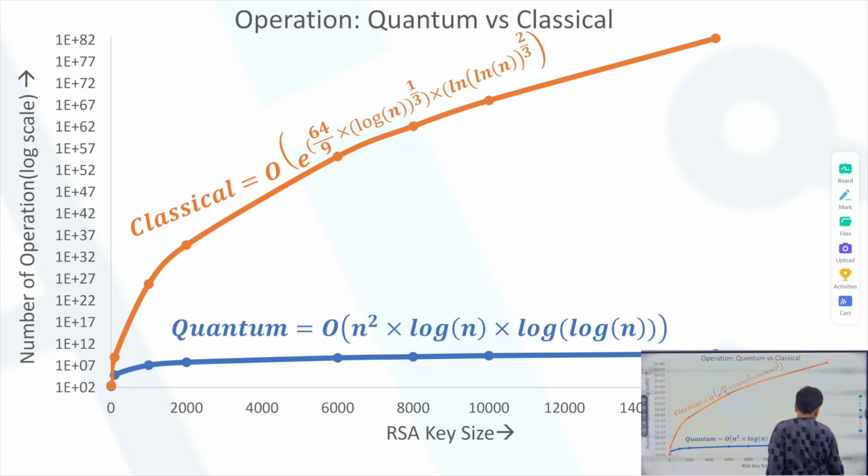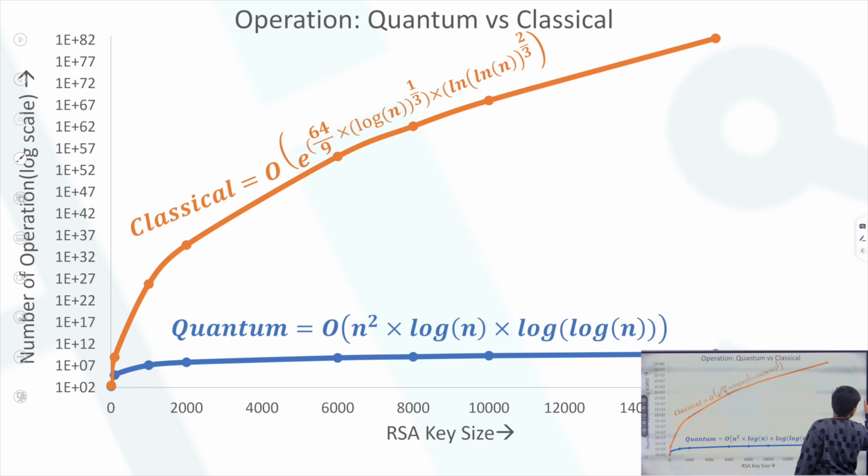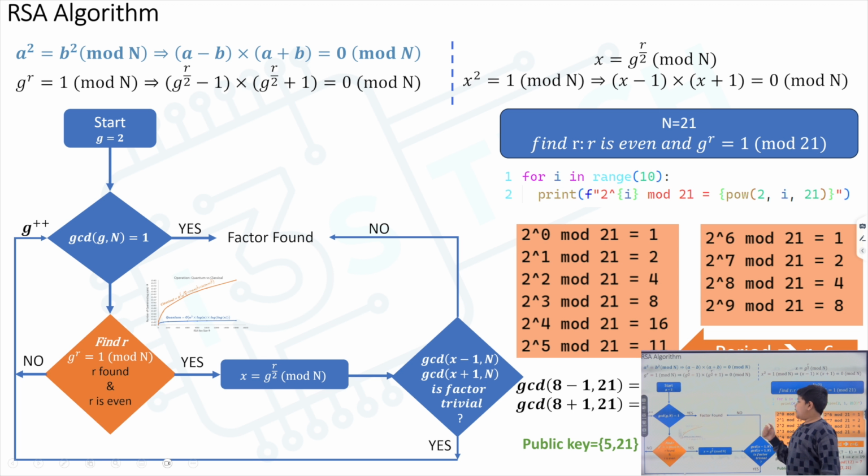Now, if we actually use a quantum computer, you can see the operations are so low. But how does a quantum computer factor this? For that, we're going to have to look at Shor's algorithm.